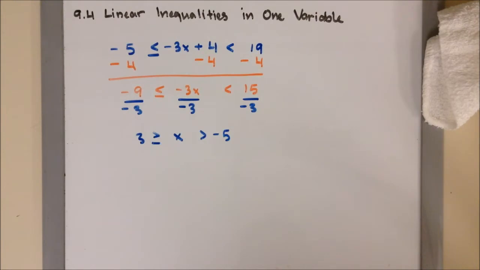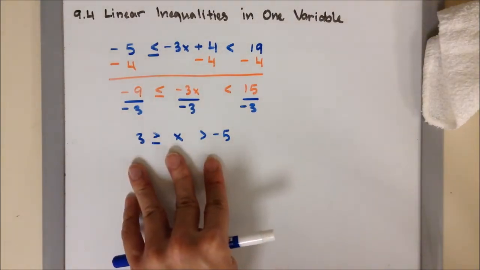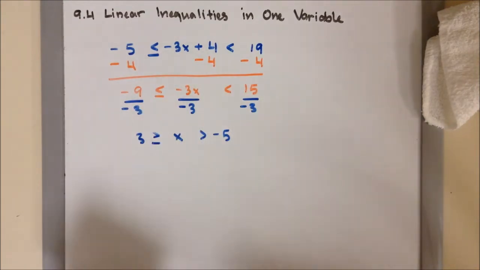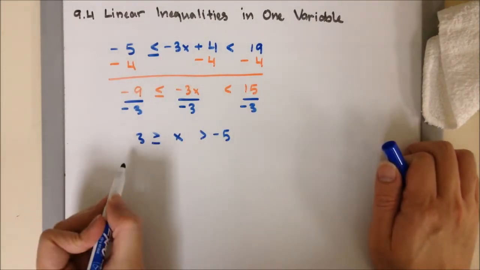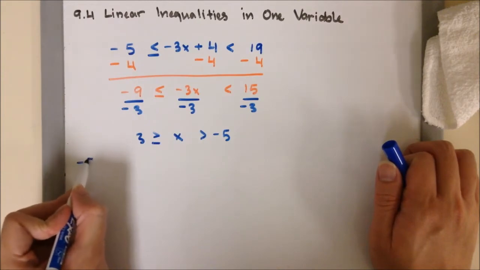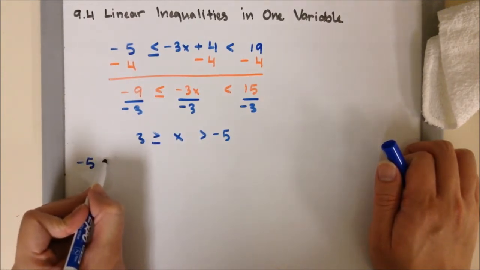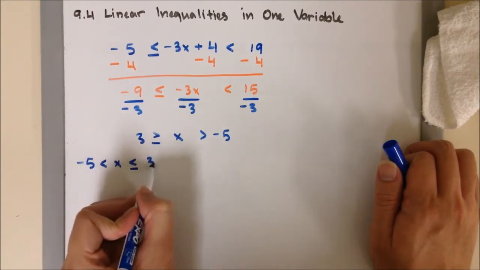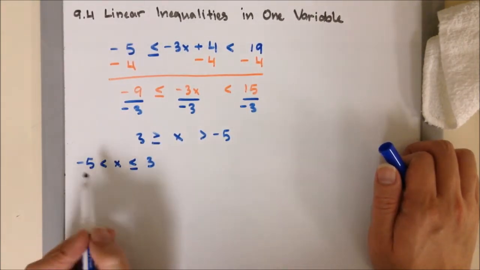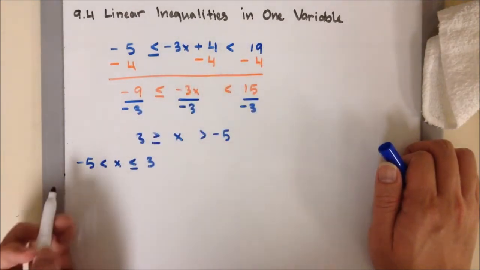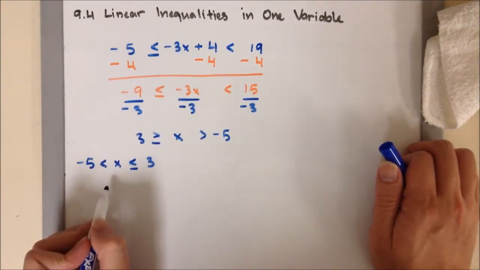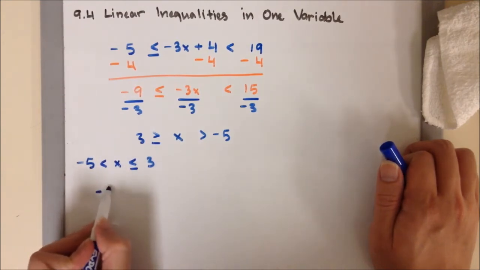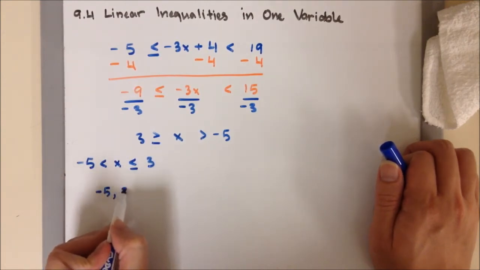So this is what my answer will look like, but I'm going to flip it so that the inequality signs are facing the other direction. So I'm going to flip the whole thing, meaning that it will be negative 5 on the left, less than x, less than or equal to 3. Now this is in the inequality form. If it asks you to give it in interval notation, I will just use these two numbers. So negative 5, comma, positive 3.